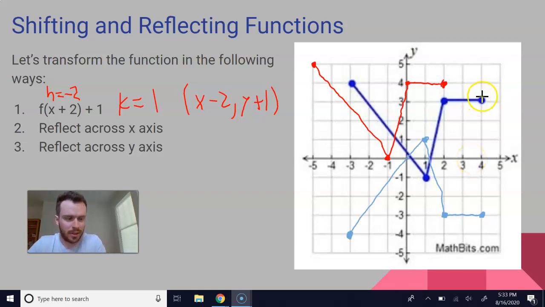Reflect across the y-axis. So just like I did with the x-axis, I'm just going to find the distance these points are from the y-axis. So this point here is 4 units away from the y-axis, so I'm going to go another 4 units on the other side. I'm going to do that to each of these points. Connect those dots. Now I know with 4 different functions on that graph, it may look a little messy, but I hope that was a helpful example for you.